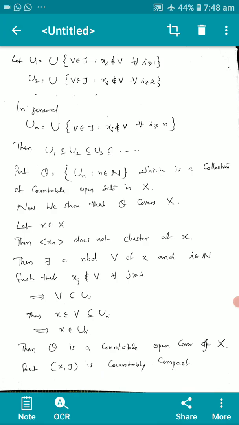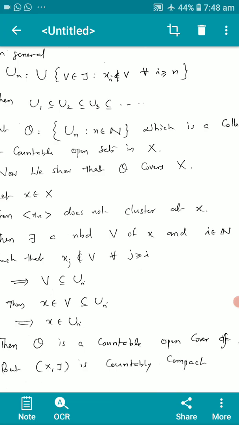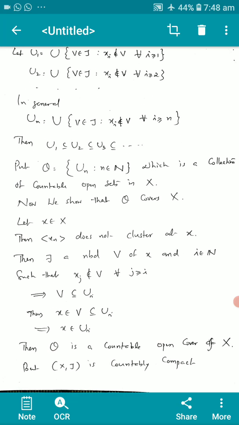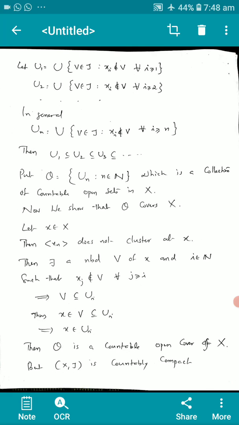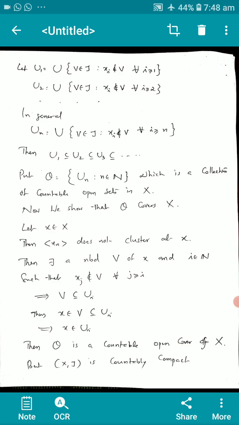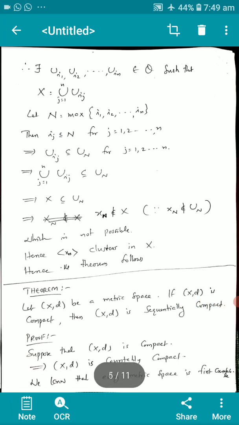of small x and I in N such that xj is not in V for all j greater than or equal to I. This implies V is a subset or equal to ui. Thus, small x is an element of V, which is a subset or equal to ui, or small x is in ui. Then theta is a countable open cover of capital X, but X is countably compact.